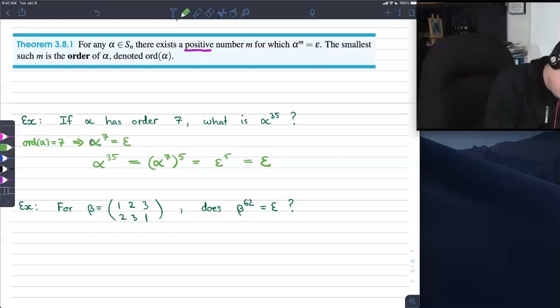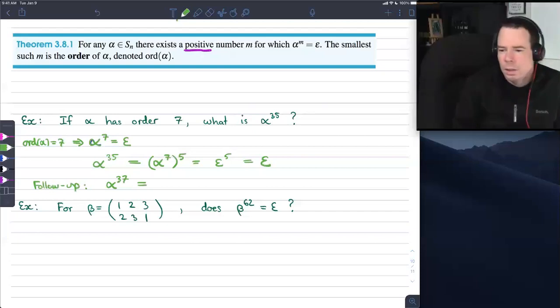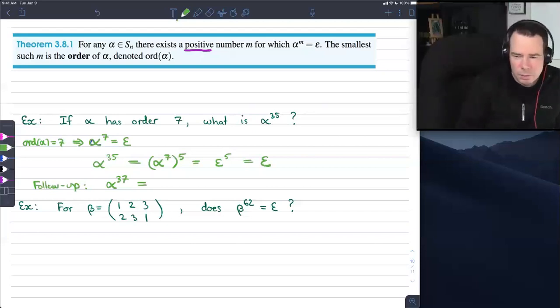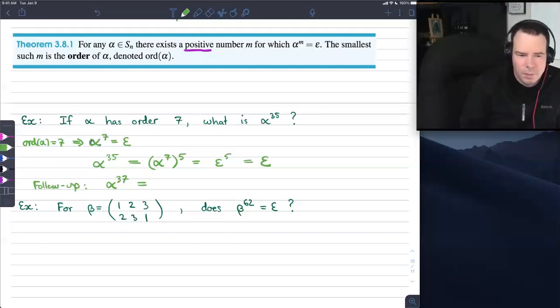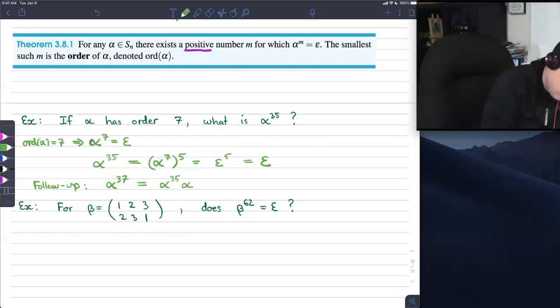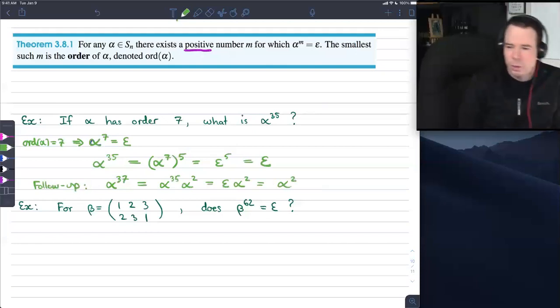So then I could say, a follow-up. I could say, what's alpha to the 37? Well, what's alpha to the 37? What would it be the same as? Any ideas? Yeah, alpha squared, exactly. We could say that that's alpha to the 35 times alpha squared, but alpha to the 35 is the identity, so this just results in alpha squared.